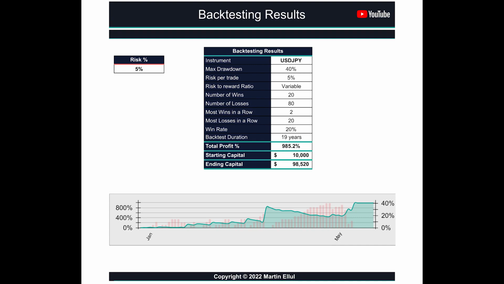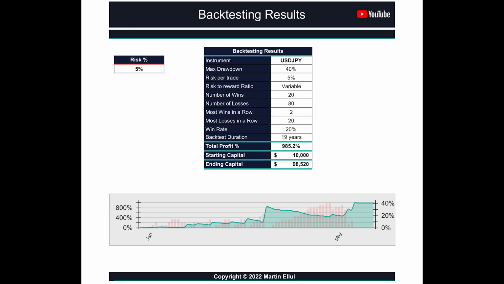So there you go, guys, the result of the backtest. It's quite interesting. Again, the backtest is on the dollar yen. We had a maximum drawdown of 40%. We were risking 5% per trade. The risk to reward ratio was obviously variable because we were using different take profit levels. So we had 20 wins and 80 losses, with 2 wins in a row and 20 losses in a row, with a win rate of 20%.